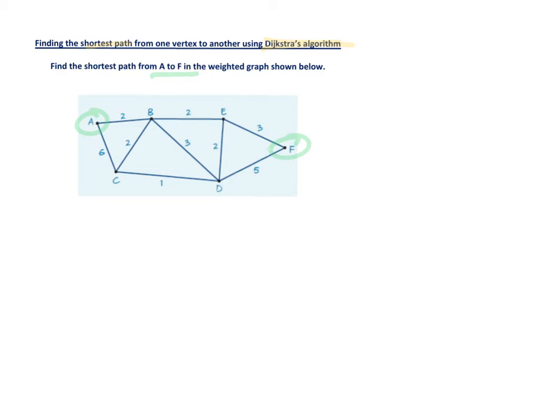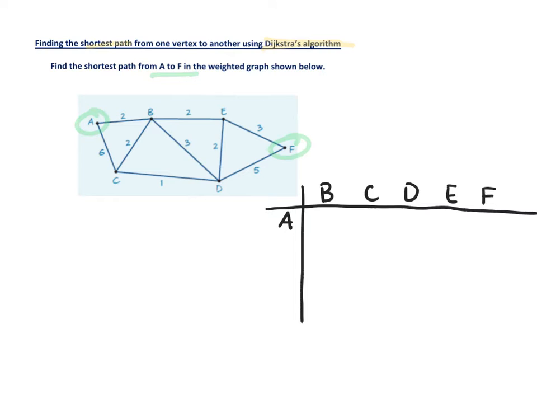So step one, draw in A in your first row, like so. And draw all other remaining vertices as your columns. Doesn't really matter what order, but I always try to have your finishing vertex last. All right, your next step is you need to draw in the length between each of these vertices.